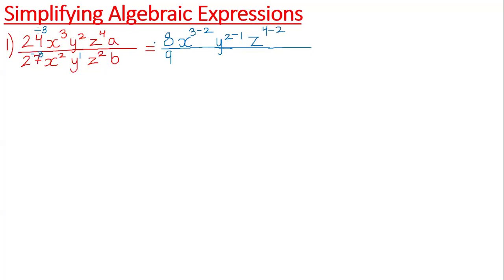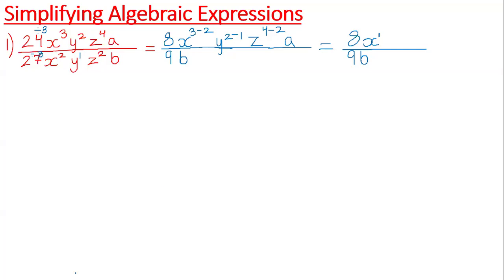Very good. What happened to the a? You keep it the same. The a stays the same. What happened to the b? Keep it the same. The b stays the same. And so we are left with, it's going to be equal to 8 stays, right? All over. The 9 stays, right? The b stays. What is 3 minus 2? 1. So it's going to be x to the power of what?